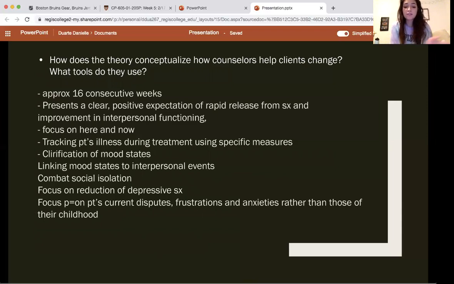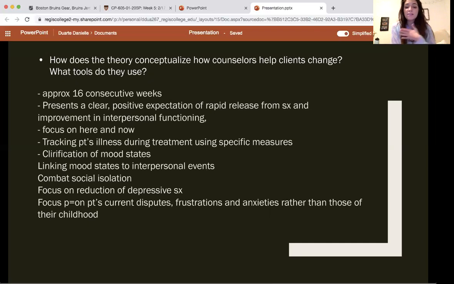Tracking the patient's illness during treatment using specific measures. This goes more into the medical aspect of it, where you want to see if they're improving. Say you bring someone in and you give them a Beck's Depression Inventory every 2 weeks of those 16 weeks, just kind of tracking how their depression would rate along the timeline of their treatment.